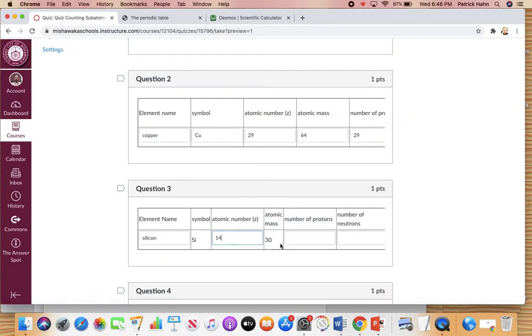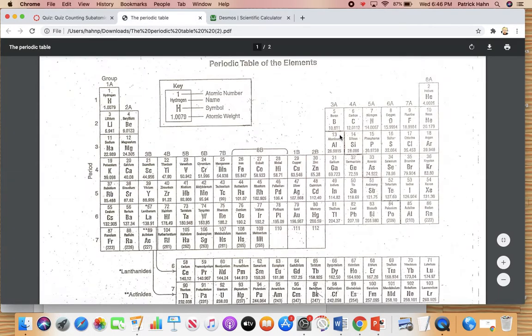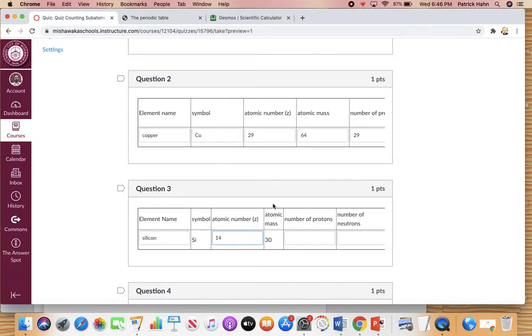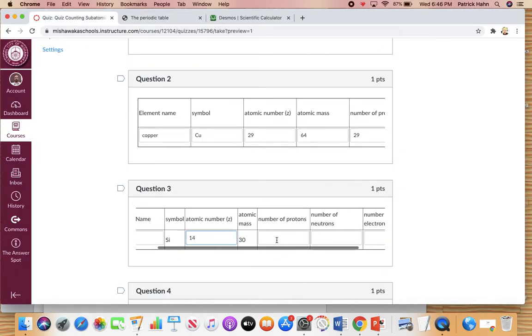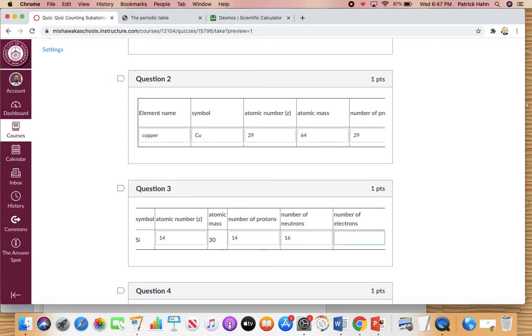Now I'm giving you a mass which is different than the one that's on the periodic table, because on the periodic table it says 28 would be what that would round to. I'm just denoting a different isotope. Number of protons is 14. The number of neutrons is going to be 30 minus 14, the mass minus the number of protons, which is 16. And the number of electrons is the same as the number of protons, so that is 14.